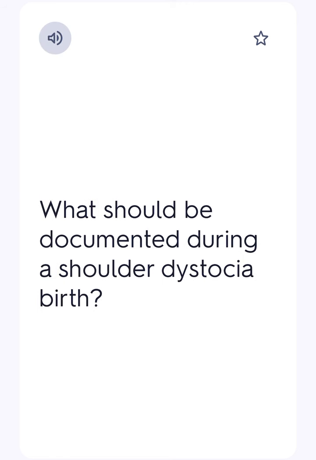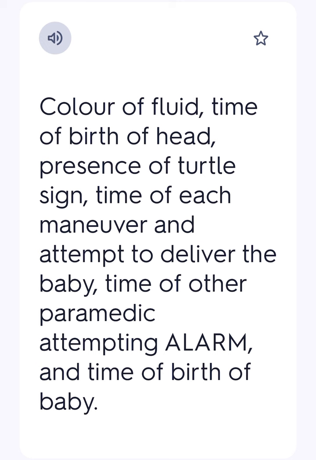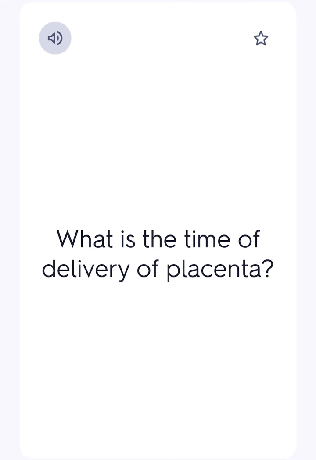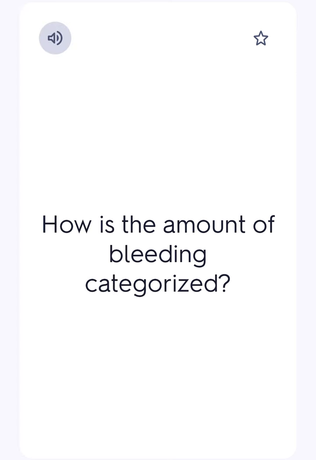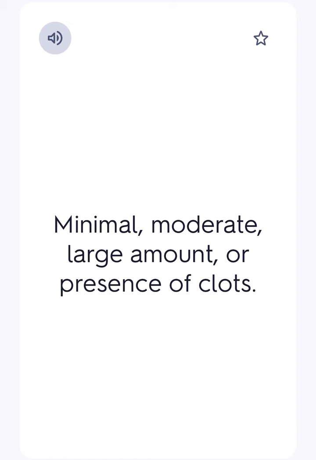What should be documented during a shoulder dystocia birth? Color of fluid, time of birth of head, presence of turtle sign, time of each maneuver and attempt to deliver the baby, time of other paramedic attempting ALARM, and time of birth of baby. What is the time of delivery of placenta? The time when the placenta is delivered after childbirth. How is the amount of bleeding categorized? Minimal, moderate, large amount, or presence of clots.